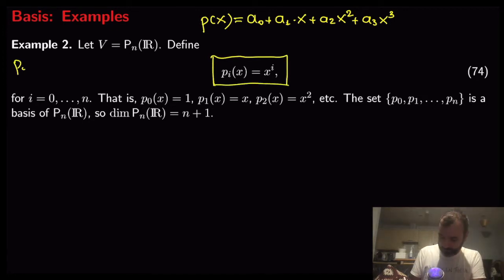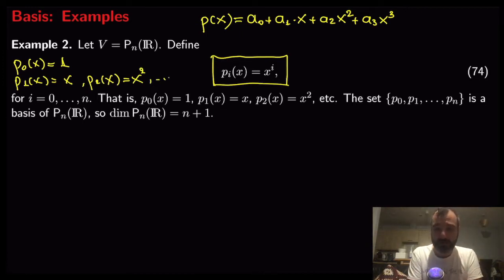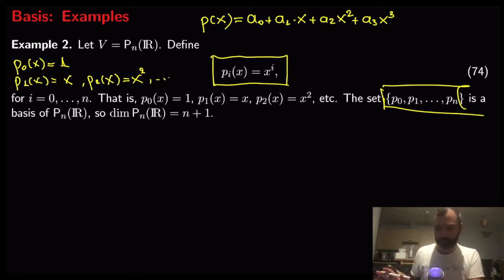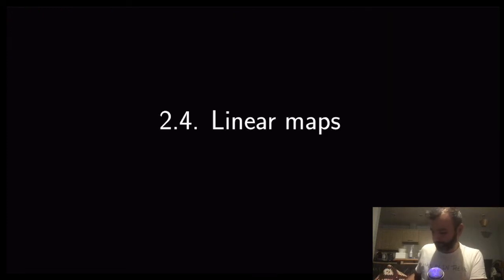If we define these elements, so p0 of x is equal to 1, p1 of x is equal to x, p2 of x is equal to x squared, and so on and so forth, these, long story short, form a basis of the space of polynomials. How many are they? From p0, p1, p2 up to pn, there's n plus 1 of them. These form a basis. Now why? Okay, I don't want to give you a proof. This is just an example.